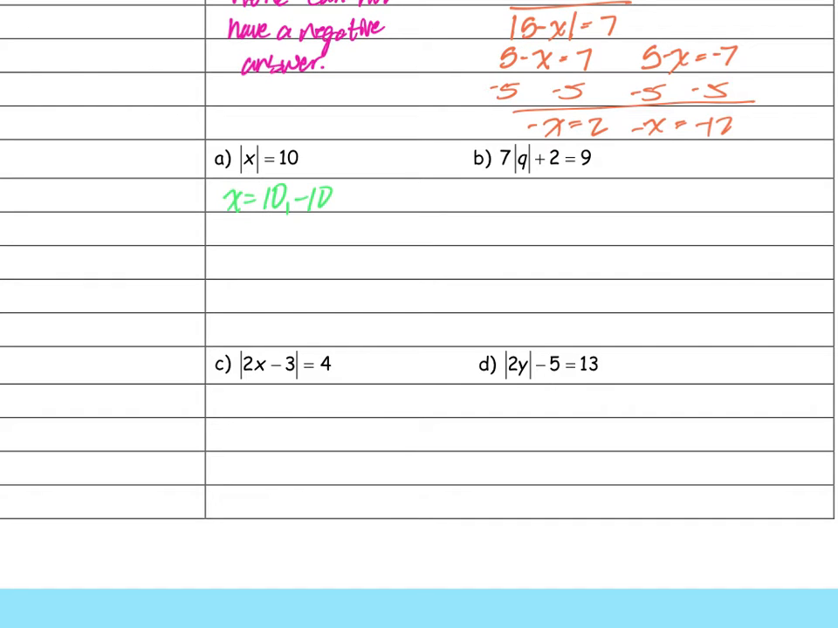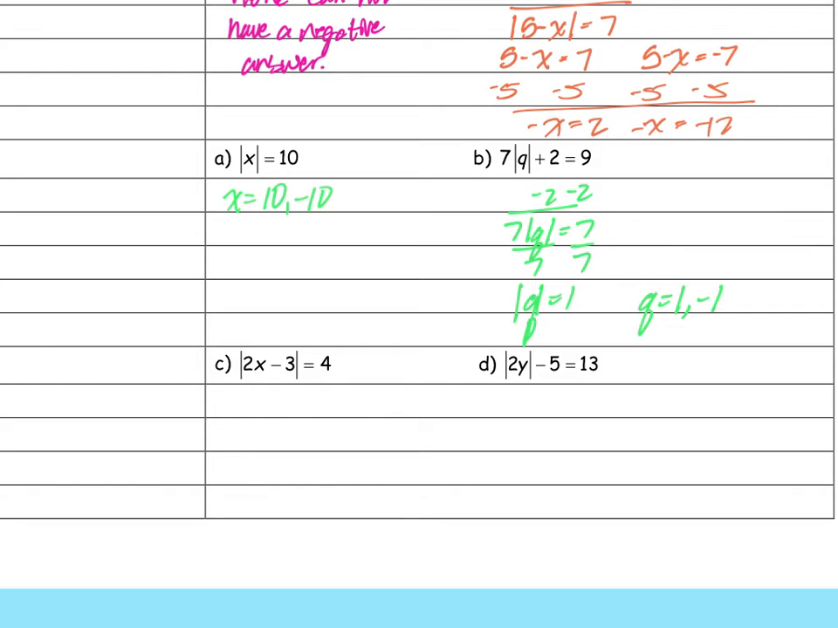Okay, so the second one, I'm going to subtract 2, and I get 7 times the absolute value of q equals 7. Divide by 7. So the absolute value of q equals 1, which means q is going to equal 1 or negative 1, since those are the two numbers that have a distance of 1 from 0 on the number line. Remember I said you've got to get the absolute value by itself before you solve for it.